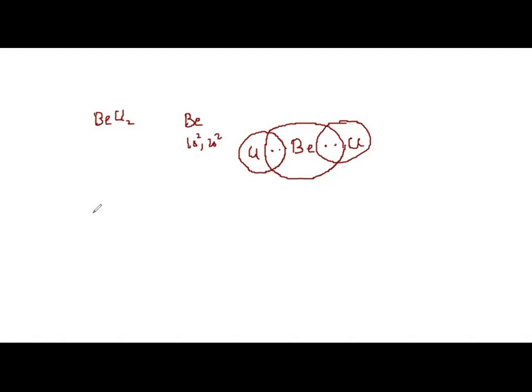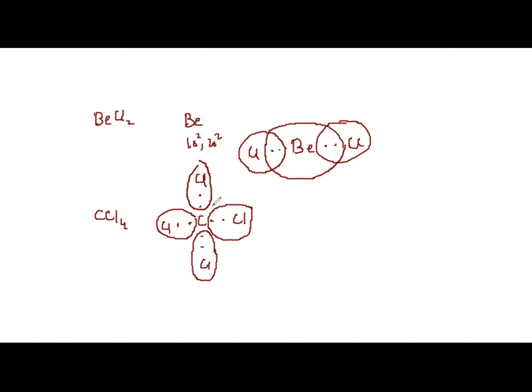If you look at carbon tetrachloride, CCl4, carbon has 4 valence electrons in its outermost shell, and those valence electrons are shared with the chlorine atoms to form C-Cl covalent bonds. All the chlorine atoms have completed their octet. Carbon also completed its octet; it has 8 electrons in its outermost shell.